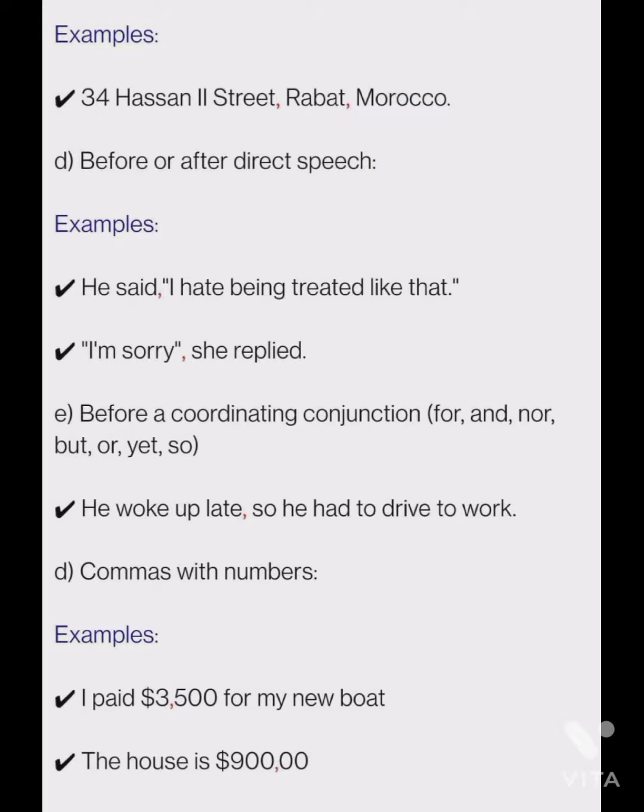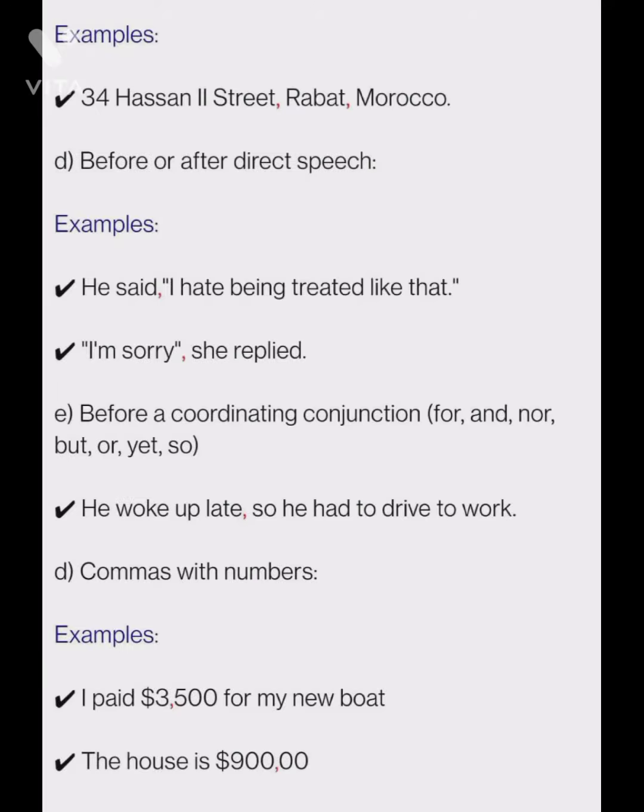For example: He said, "I hate being treated like that." After "he said" there is a comma, and we have other marks to let the sentence continue. "I'm sorry," she replied. Here also, after "I'm sorry," we have given a comma mark, because that is where it should be used. And before a coordinating conjunction like for, and, nor, but, or, yet, so, we also use a comma.